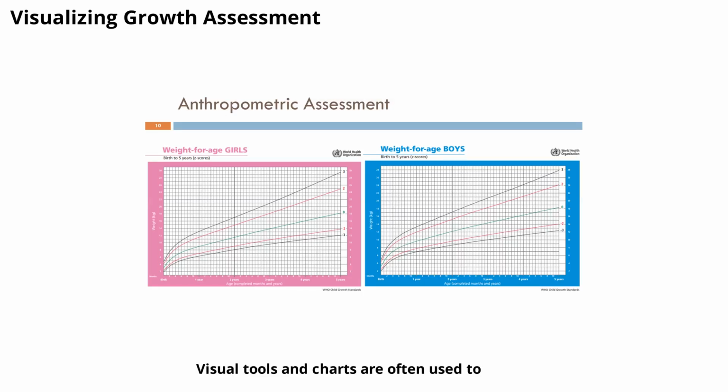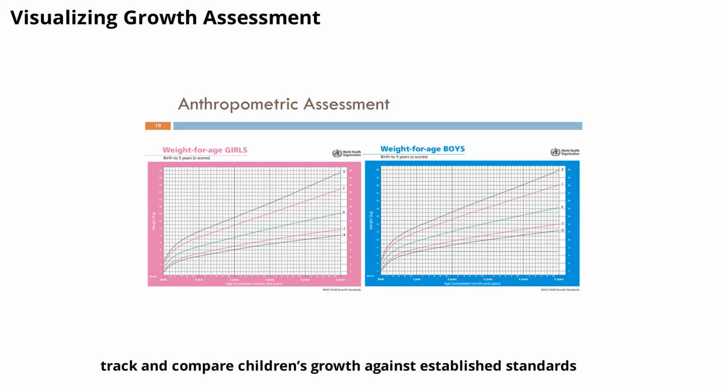Visual tools and charts are often used to track and compare children's growth against established standards. These visuals make it easier for health professionals and caregivers to understand growth trends and spot potential issues early. Accurate growth monitoring is a key part of preventing and managing malnutrition in children.